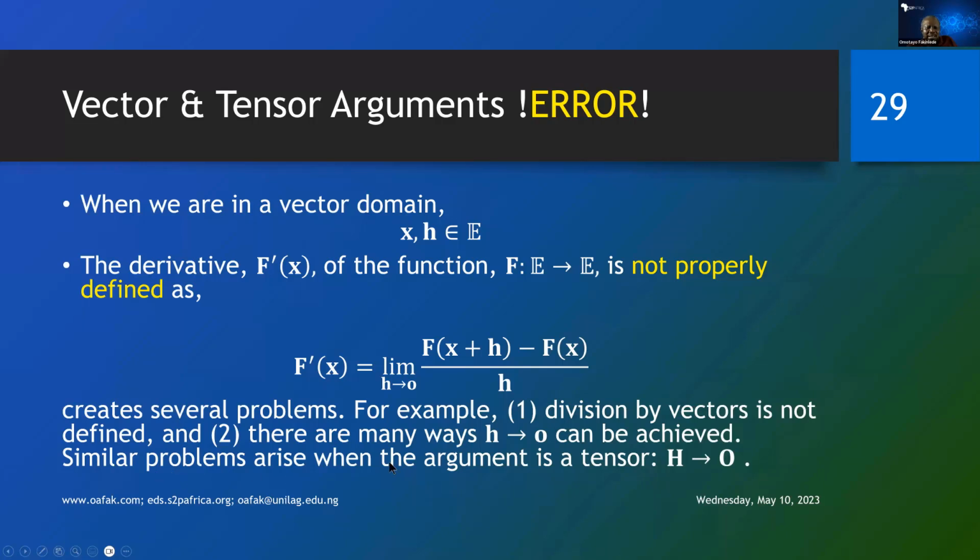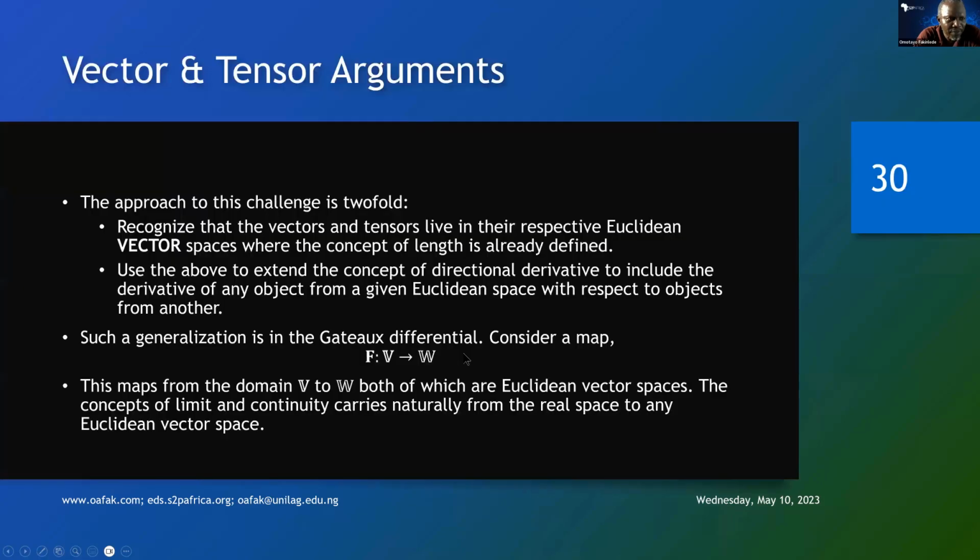So similar problems arise when the argument is a tensor. So we cannot just expand what we knew about scalars. You cannot just expand it this way to tensors or vectors, because division by a vector or tensor is not defined. Therefore, the approach to this challenge is twofold.